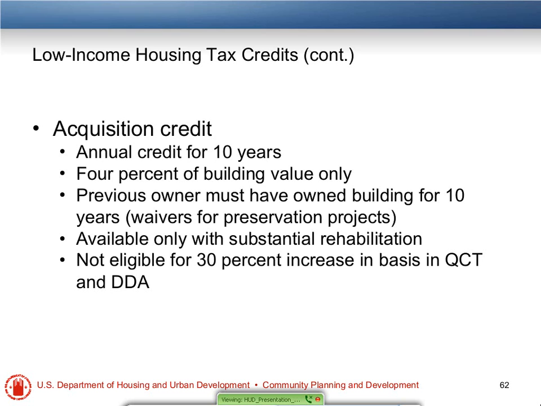And you can't get a basis boost on the acquisition credit regardless of whether it's a tax-exempt bond deal or a 9% deal, regardless of QCT or DDA or whether the state wants to give you additional credits. You can only get the 4% credit on the actual acquisition for the building.